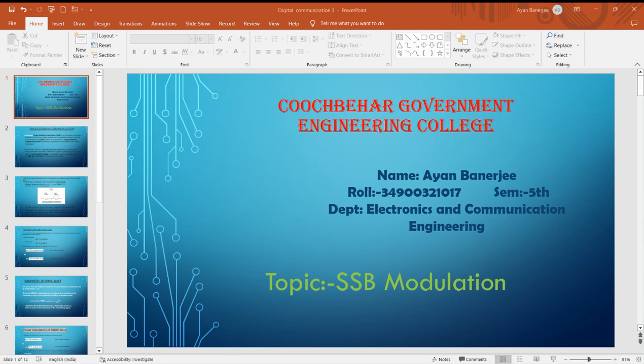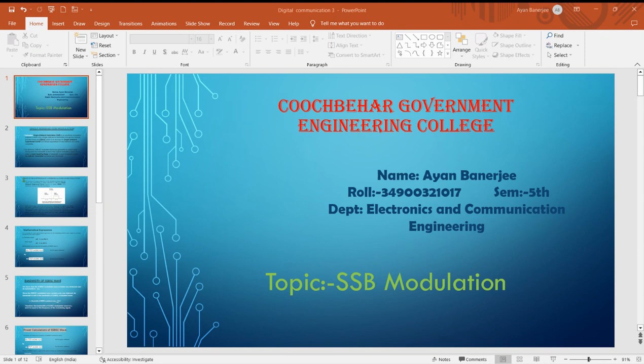Mathematically, we can represent the equation of SSBSC wave as s(t) equals Am Ac by 2 cos 2 pi (fc plus fm) t for the upper sideband. Similarly, for the lower sideband, we can represent the equation of SSBSC wave as s(t) equals Am Ac by 2 cos of 2 pi (fc minus fm) t. So next is bandwidth of SSBSC wave.